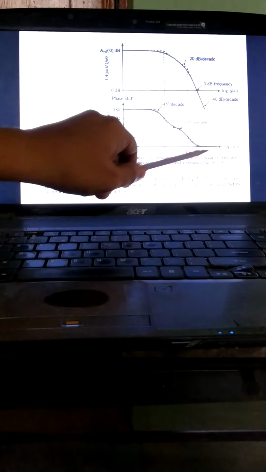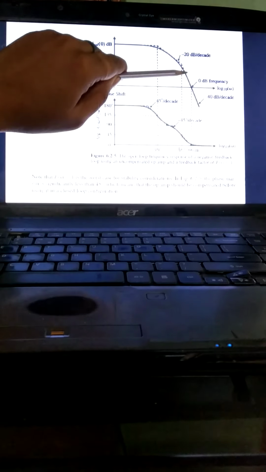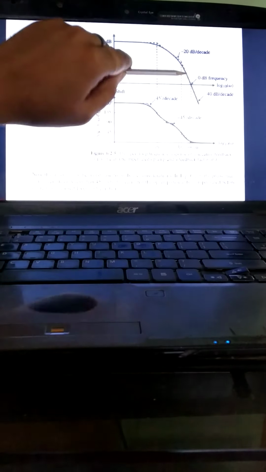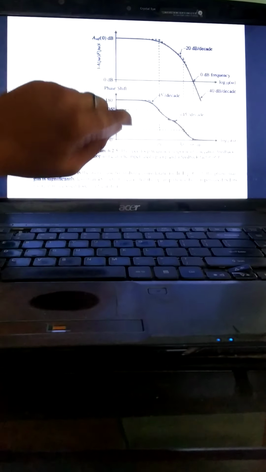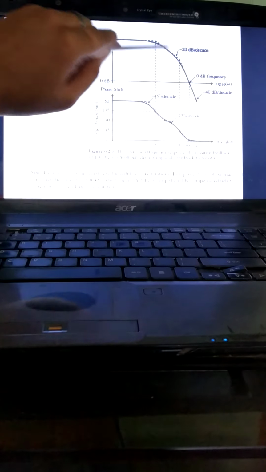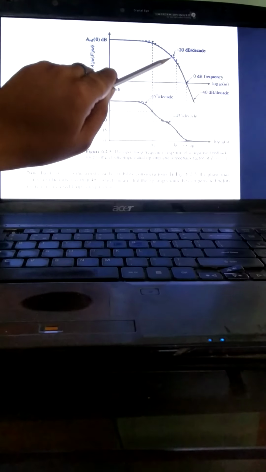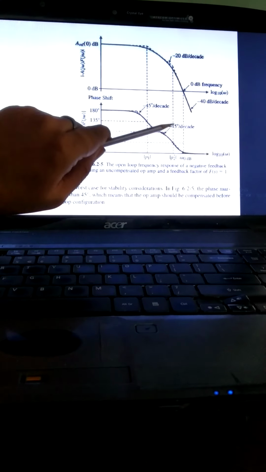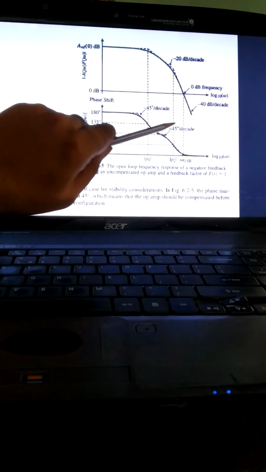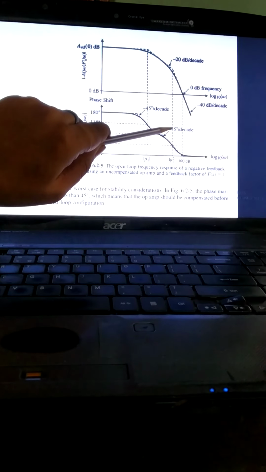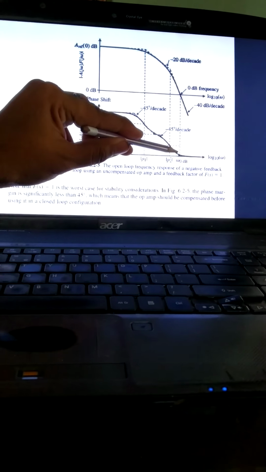This is the open loop frequency response for the two-stage op-amp, and this is the open loop phase response. This is the first pole, this is the second pole, and this one is the angular frequency. After pole 2, the gain falls at 40 dB per decade until the 0 dB frequency. From pole 1 to pole 2, the phase changes by minus 45 degree per decade, and at pole 2 this is the phase margin, where the curve touches.